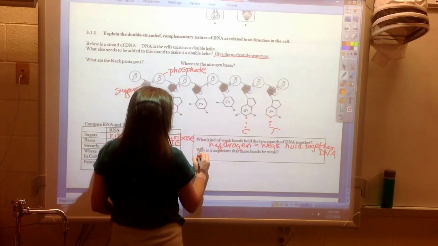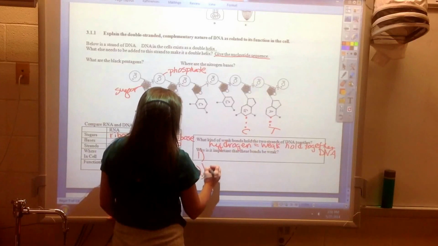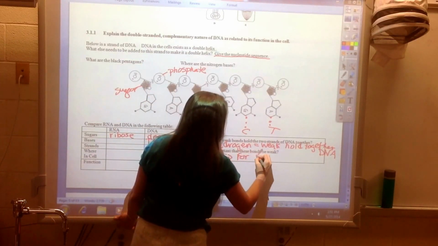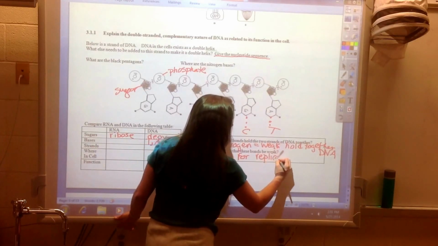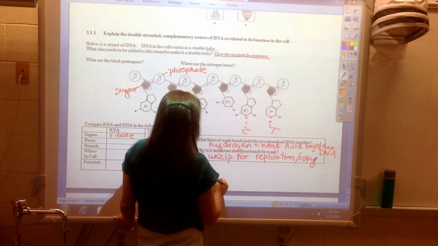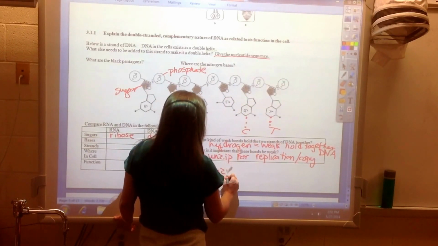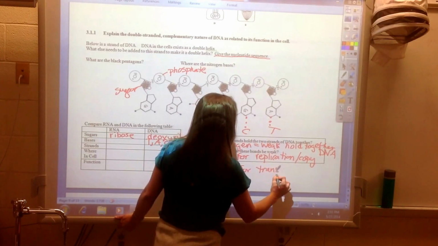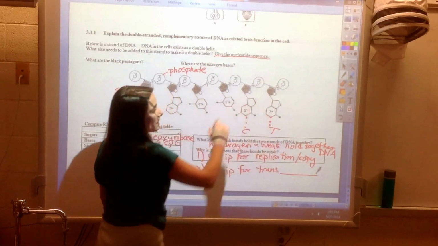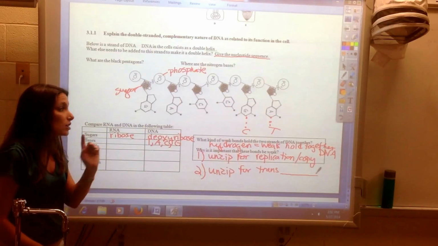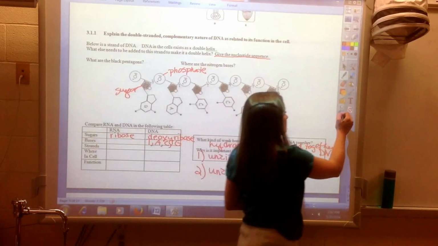There's actually 2 reasons. One reason is so that we can unzip for replication or copying. And the other reason is to unzip for, and I'm not going to finish that. Do we use DNA during transcription or do we use DNA during translation? You should be able to tell me that.